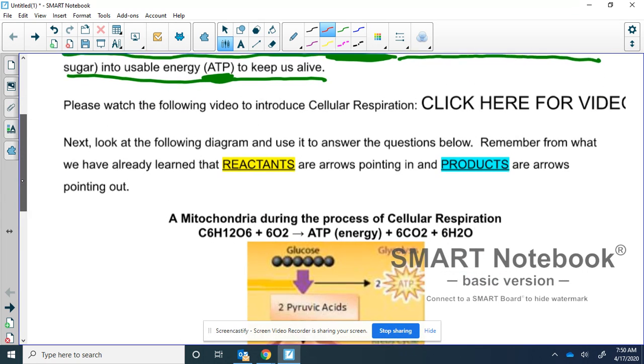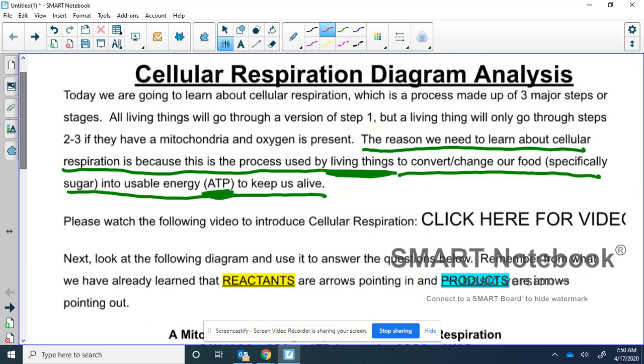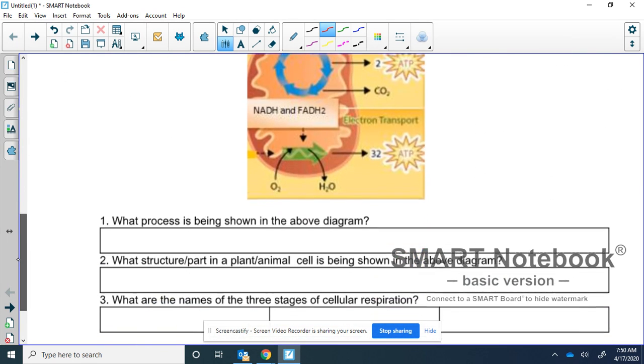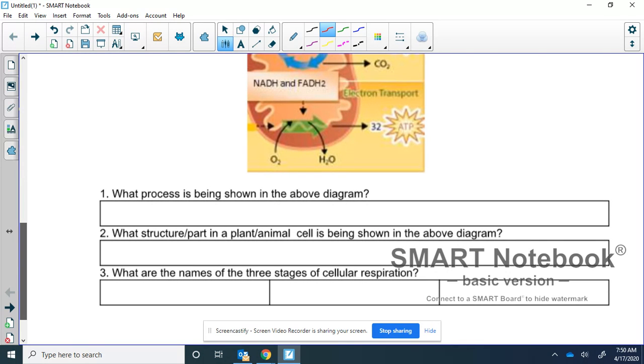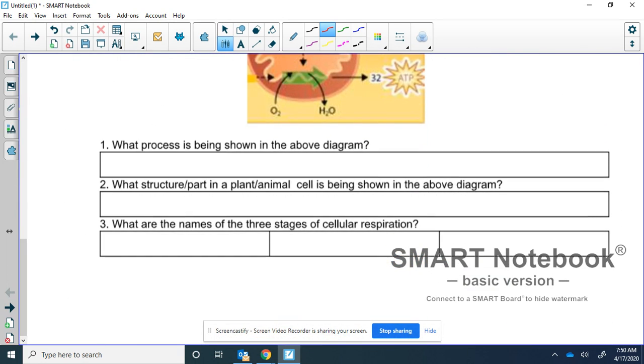Now, if we scroll down to our chart, we talked about this yesterday. There are 3 stages in cellular respiration. So that first question, what process is being shown in the diagram above? Sorry, it keeps clicking up to the top. What process is being shown? The process of cellular respiration.